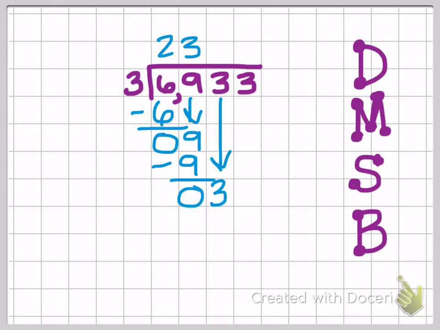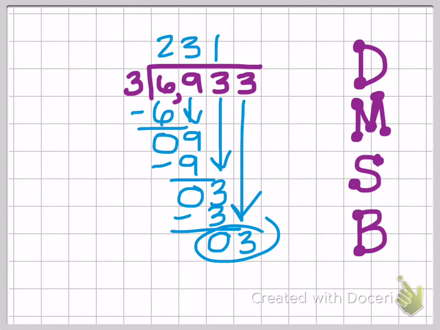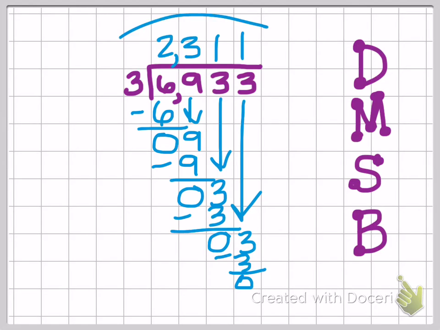3 divided by 3 is 1. Now we multiply. 1 times 3 is 3. Now we subtract. 3 minus 3 is 0. We bring down the next digit. And we're ready to divide. 3 divided by 3 is 1. 1 times 3 is 3. We write it here, and we subtract. 3 minus 3 is 0. We have no remainder.